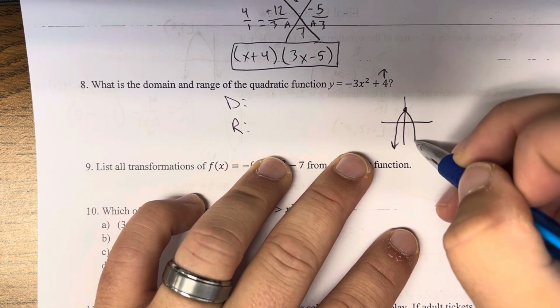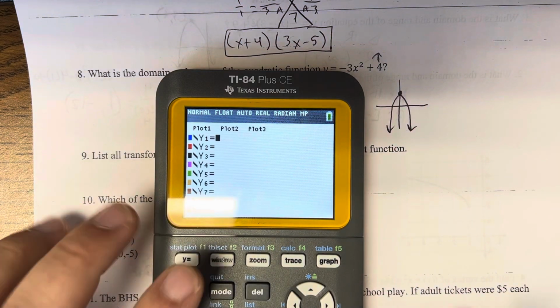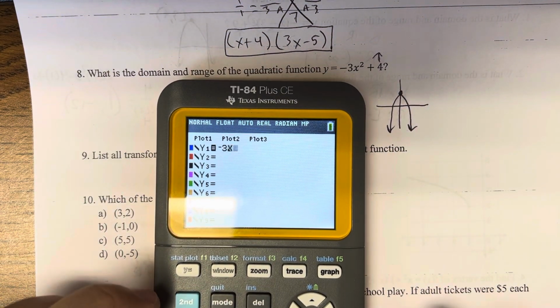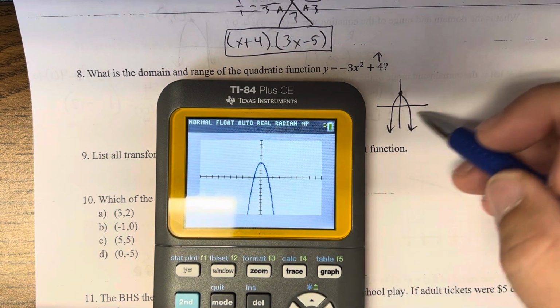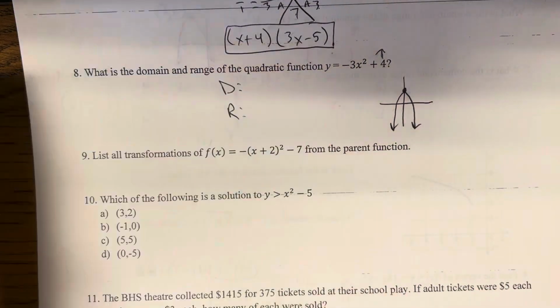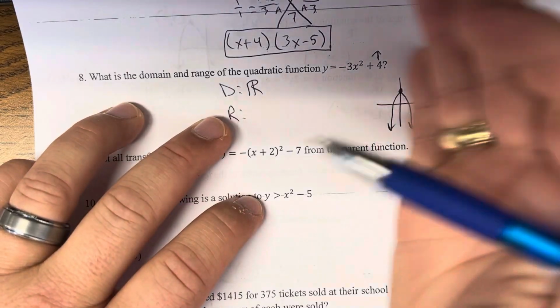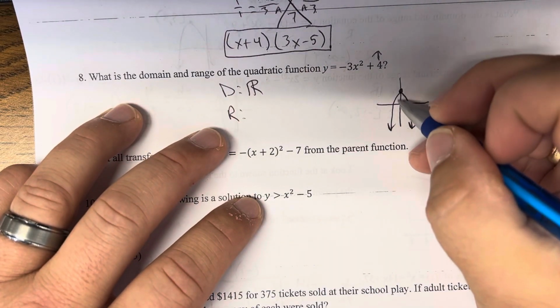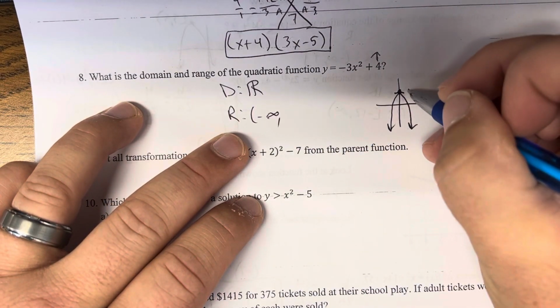So something like this. And if you wanted to, you can always graph it in your calculator to see what it looks like. We can go in our y equals negative 3x squared plus 4, graph it, and it looks similar to what I drew as well. And so looking at this graph, my domain, again for a quadratic, is always all real numbers. It goes forever left, forever right. My range goes all the way down to negative infinity, and it goes up right here to 4.